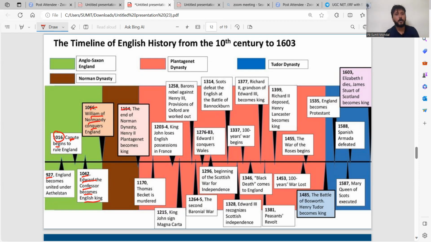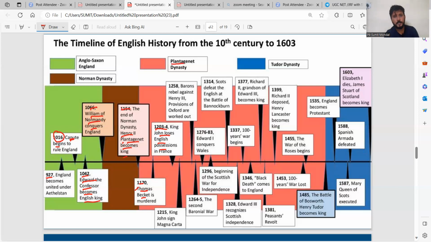1154, the end of the Norman dynasty. Henry II, okay, Plantagenet becomes king. Then 1170, look carefully, Thomas Becket is murdered, a very important event, a political event. And then in 1203-4 King John loses English possession in France. Obviously Normandy was part of the French kingdom, so English possession went from France.